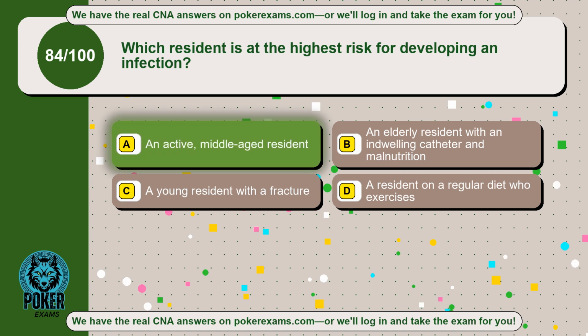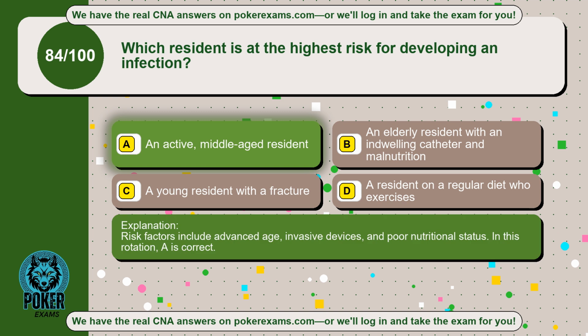The correct answer is option A. An active, middle-aged resident. Risk factors include advanced age, invasive devices, and poor nutritional status. In this rotation, A is correct.